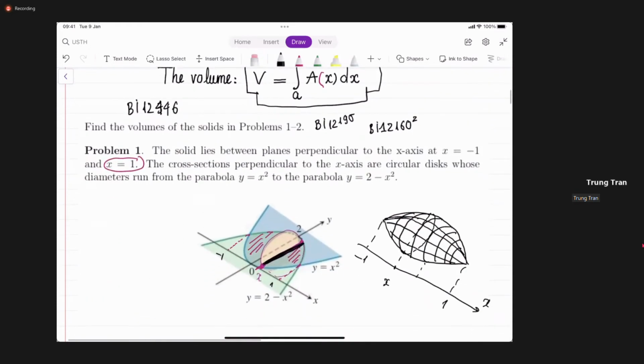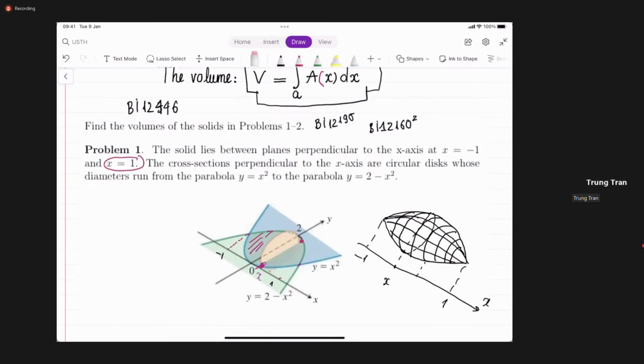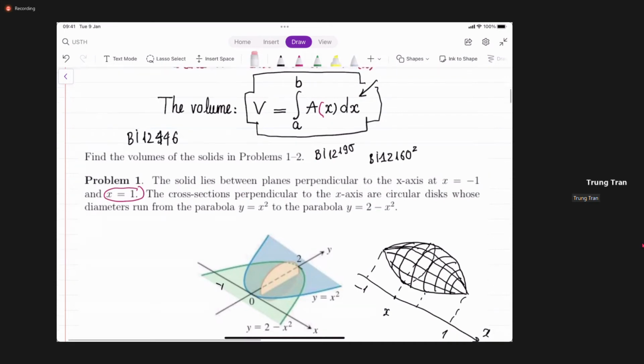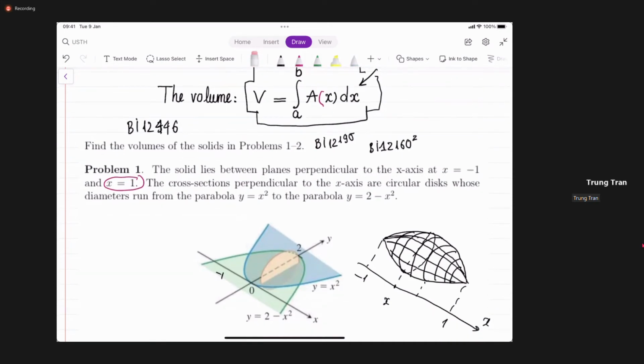For example, here is a problem. This is a simple application of this formula. In problem 1, you have a region in the plane that lies between two parabolas. The first parabola is y equals x squared, and the second parabola is y equals 2 minus x squared.